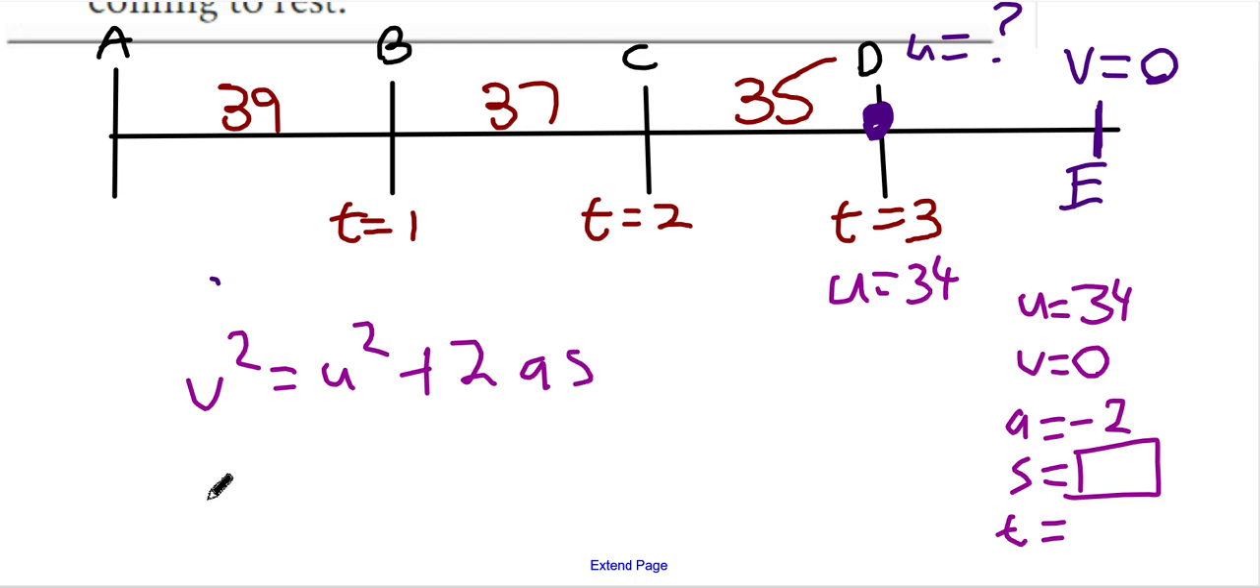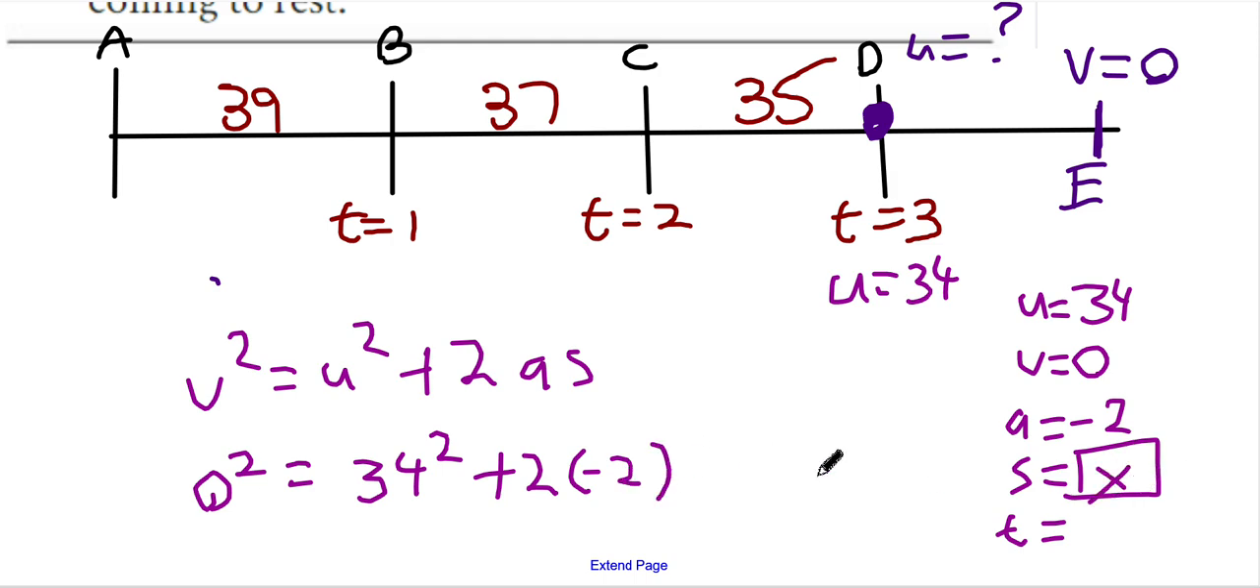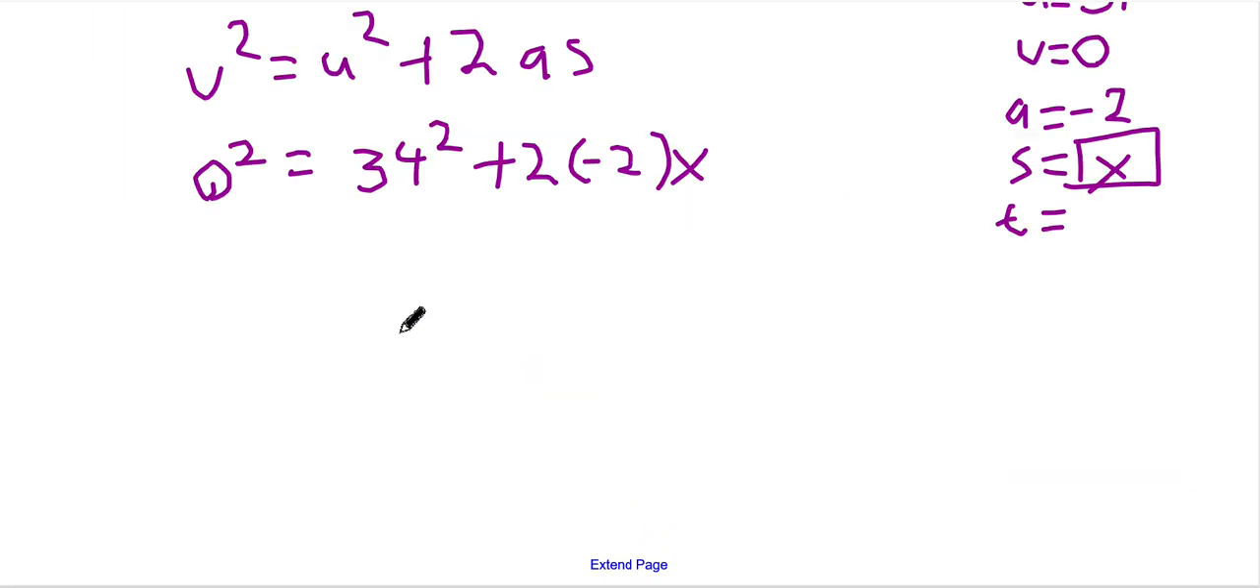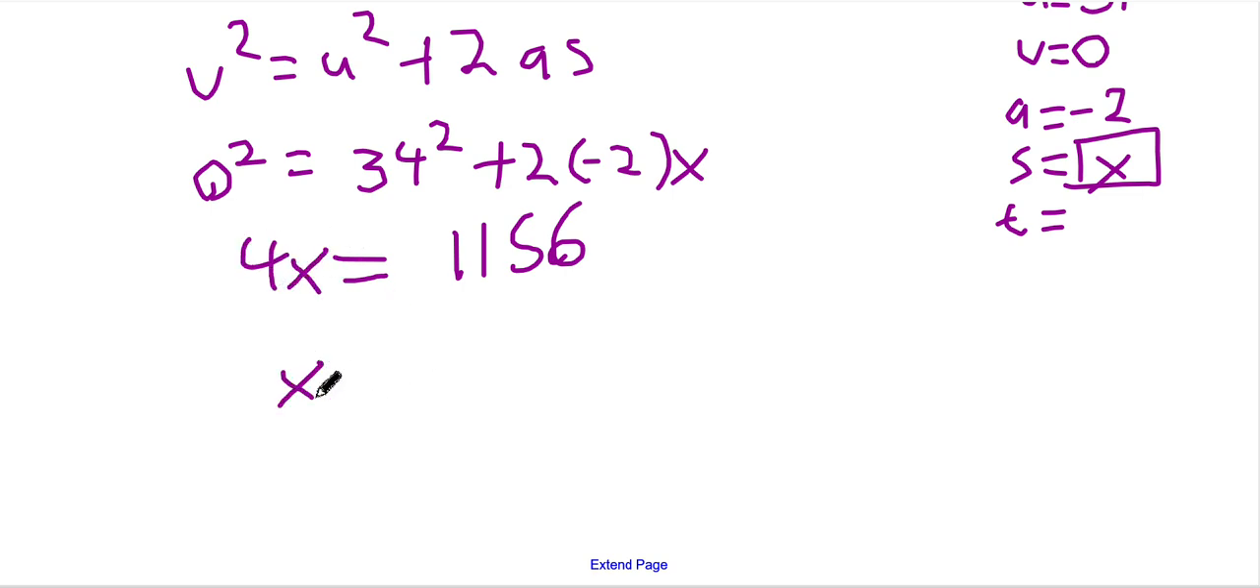So what do we get? Well, 0 squared equals 34 squared, plus 2 times minus 2. I'm going to call the distance x, is that okay? Because my s's look like 5s. And you're going to get 34 squared is, well done. Bring the 4x to your side, divide it in, 289. 289 meters. Takes a long time to slow down, doesn't it?